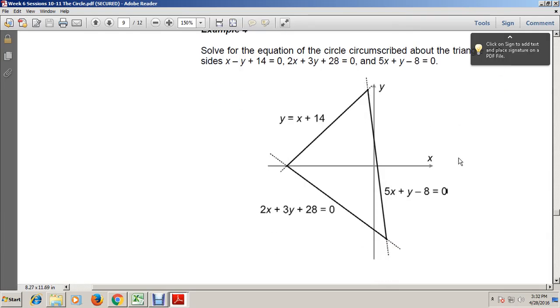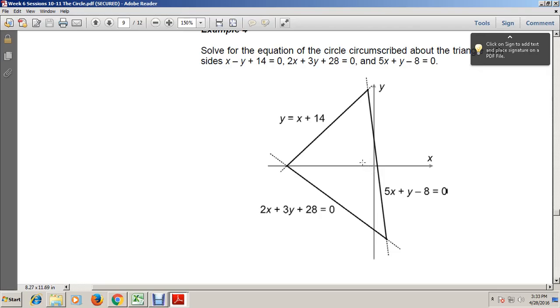Now the idea here is that the triangle formed by the three lines here is circumscribed within the circle. Although it is not obvious here, the circle is actually touching the points of intersection, or the vertices of our triangle. So the circle is sort of like this one, if you're going to draw it. The center of the circle is somewhere here.